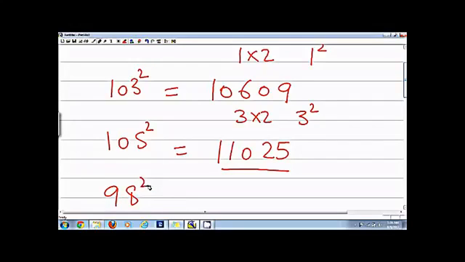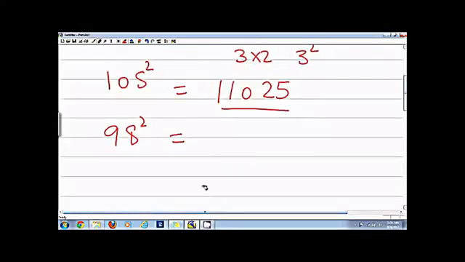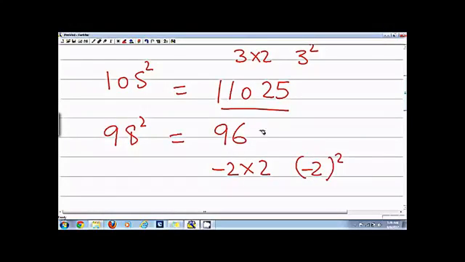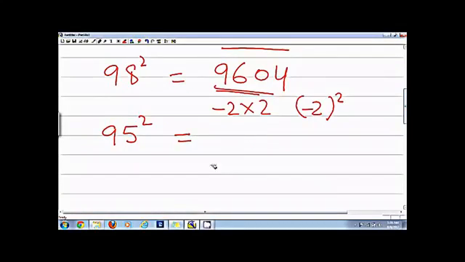So that will be minus 2 into 2, that will be minus 4. So 100 minus 4 is 96, and then minus 2 square is 4, so 9604. Now similarly, if I have 95 square, in this case I will say 5 minus 5 into 2 is 10, so I'll say 90 and then minus 5 square, that is 25. So the answer is 9025.